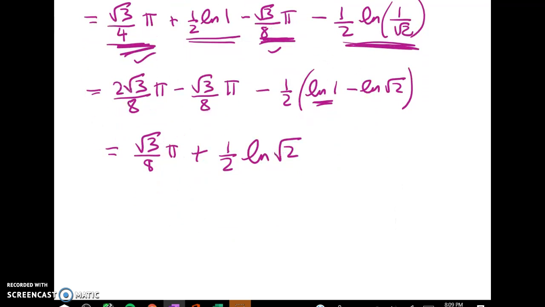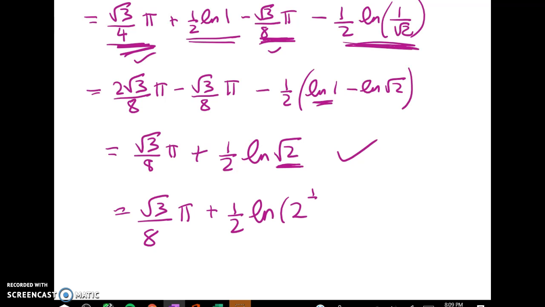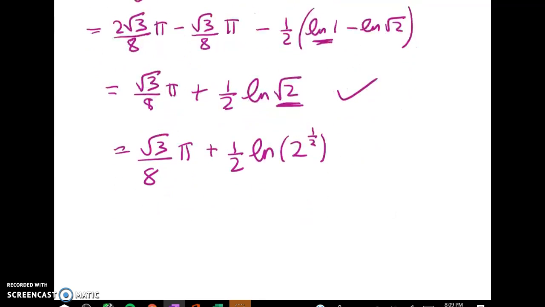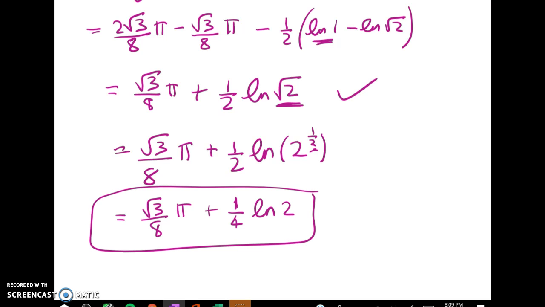Now, why stop there? There's even a little bit more simplification that I can do. So that's a very big tick, by the way. But I really don't like leaving logs unsorted out. So I'd like to just make sure that you can all do this, because you might need this in a different problem. So this power here means I'm going to have plus 1/4 log of 2. So that's the nicest possible answer for that question.